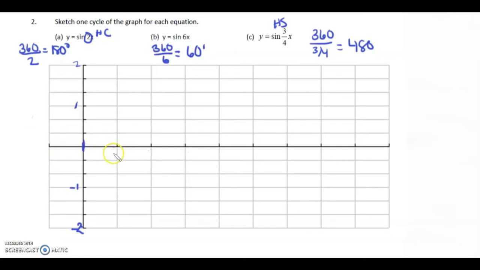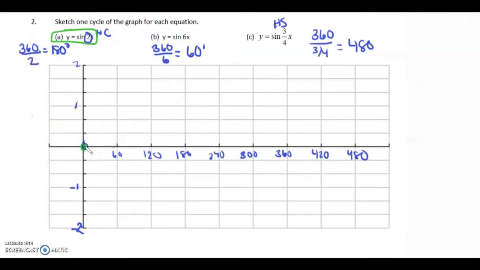So I'm going to do 60s. So 60, 180. 60, oh, that's 120. 240, 300, 360, 420, and then 480.